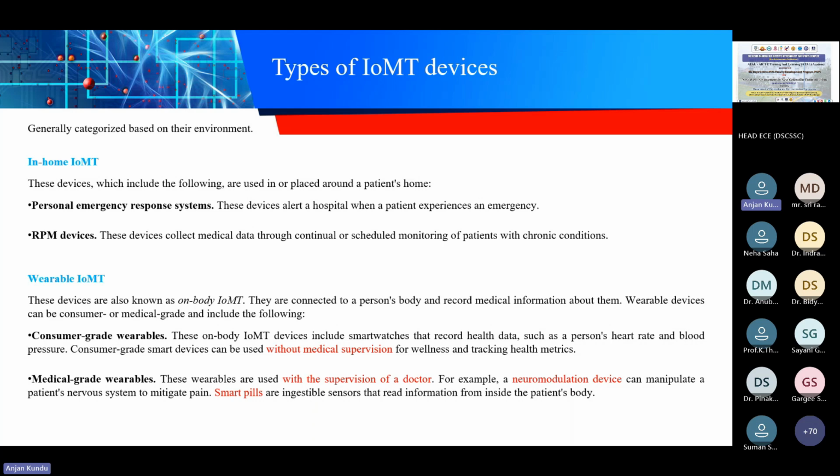So that is a fall sensor. That is the personal emergency response system. Fall sensors have already been developed and implemented in the health system also. So under this personal emergency response system, the device alerts a hospital when a patient experiences an emergency. This is one of the examples of in-home IoMT.